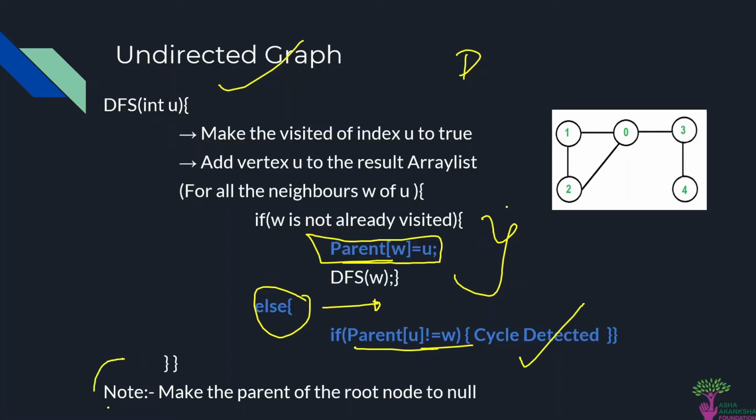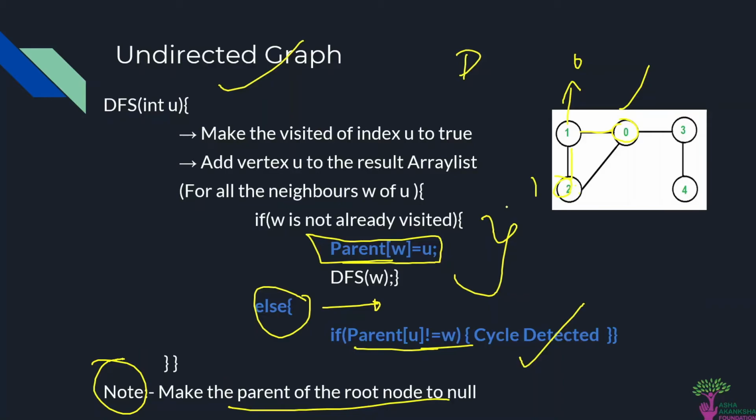So it is very important to note that we have to make the parent of the root node null, as the root node does not have any parent. So let's see using this graph how this code will detect the cycle. If I move from 0 to 1, the parent of 1 will be 0, and if I move from 1 to 2, the parent of 2 will be 1.